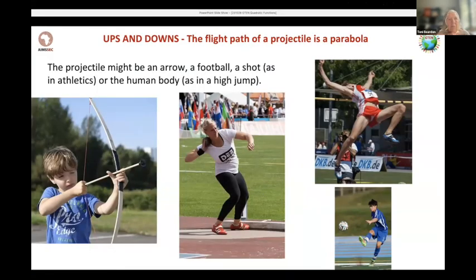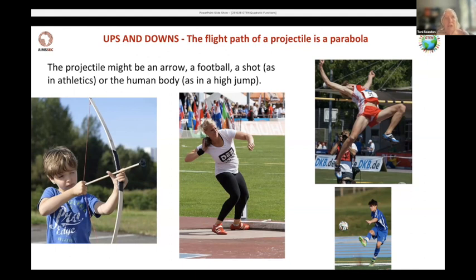Now, we call this a projectile. The thing that flies through the air is called a projectile. Now, the little boy there is shooting an arrow. This projectile could be an arrow. It could be a football. And the lady in the middle, she's putting the shot. She's got that ball just by her neck, and she's going to lean back and swing her arm right round. And they call it putting the shot. Actually, it's throwing it with a good deal of force.